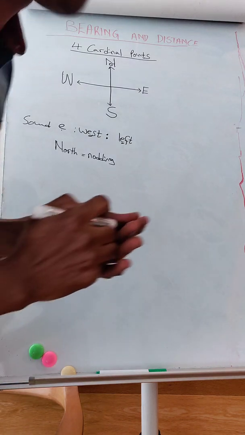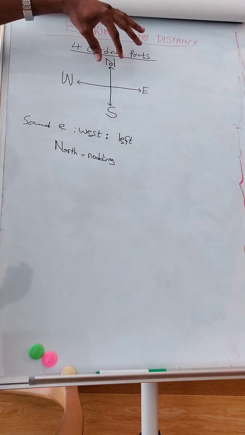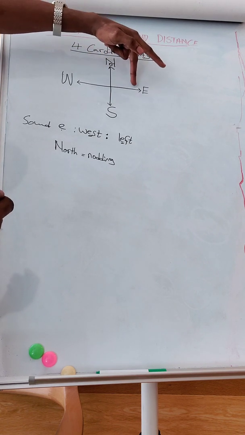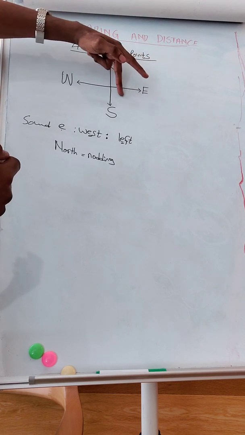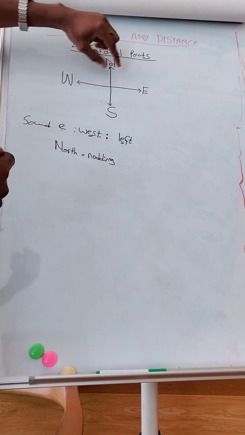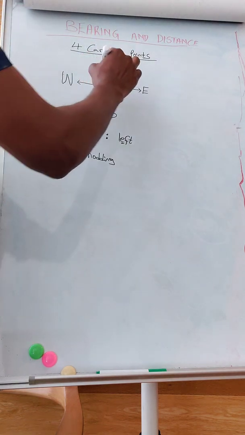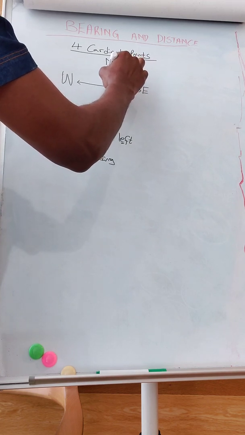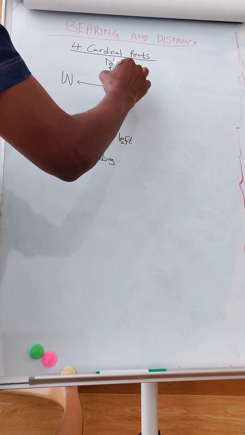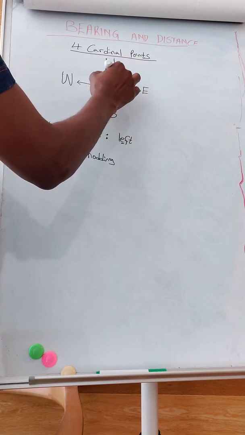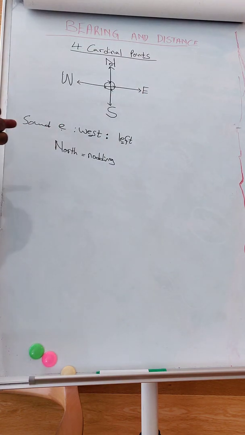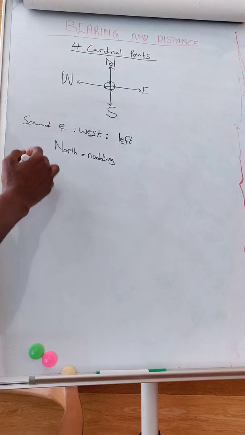Okay, so the other thing I want you to take note of under the 4 cardinal points is that the distance and the angle between north and east is 90 degrees, and here is also 90 degrees. That means everything will form a cycle. Always start from the north, don't forget. Everything forms what? Everything forms 360 degrees. So this is 90.